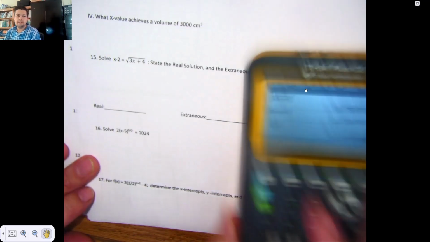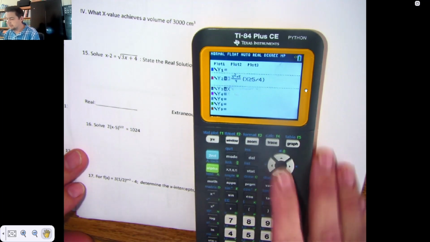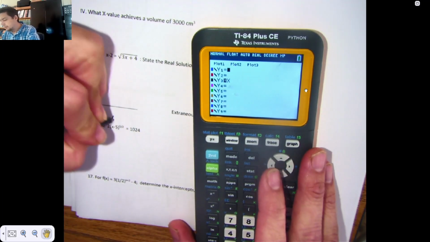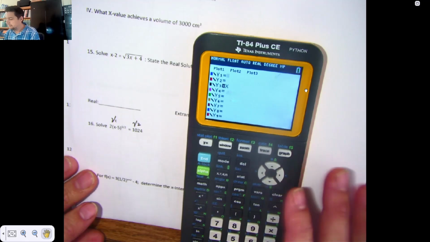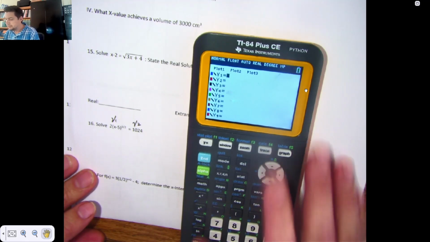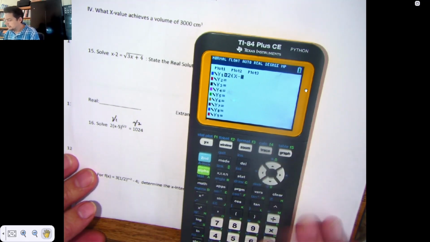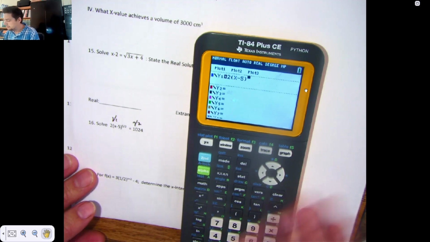Here's one easy peasy. Can be done straight up in a TI-84. Y1, Y2. If there's more than one answer, it'll show it to you. If there's not, it won't. It's not asking about extraneous.